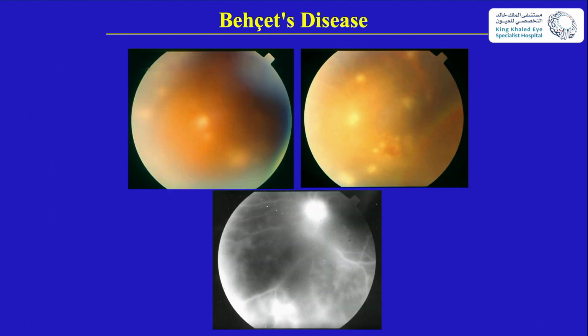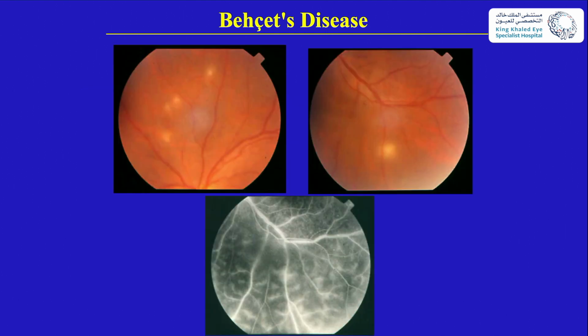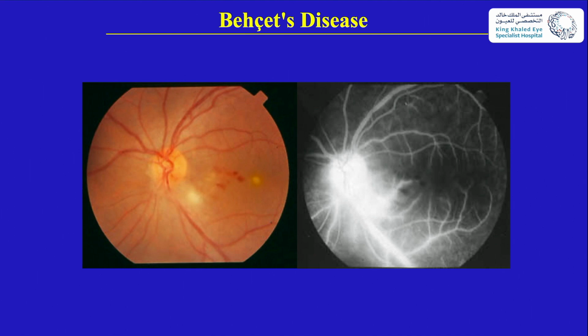Another case of retinal infiltrates. These retinal infiltrates are pathognomonic for active Behcet disease. I'm showing you many cases. Retinal infiltrates can be mixed with hemorrhage, and look at fluorescein. It's pathognomonic. Another case with retinal infiltrates.